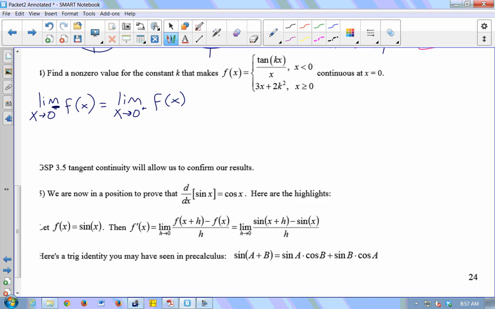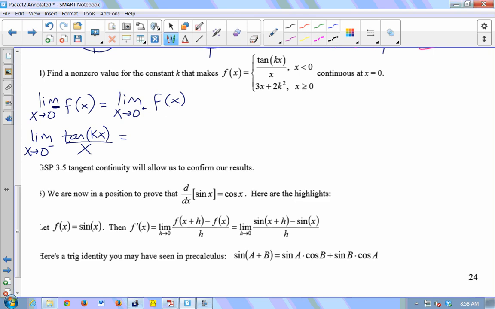All right, so if I'm coming at 0 from the left, which function am I following? Tangent of kx over x. So I need the limit as x approaches 0 from the left of tangent kx over x to equal the limit as x approaches 0 from the right. When you approach 0 from the right, which function are you following? Which formula?